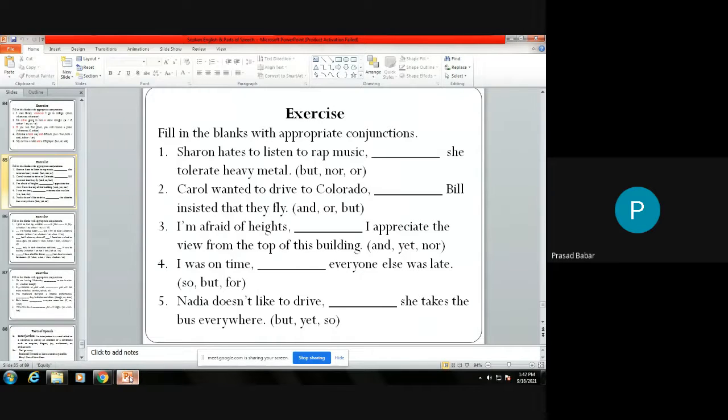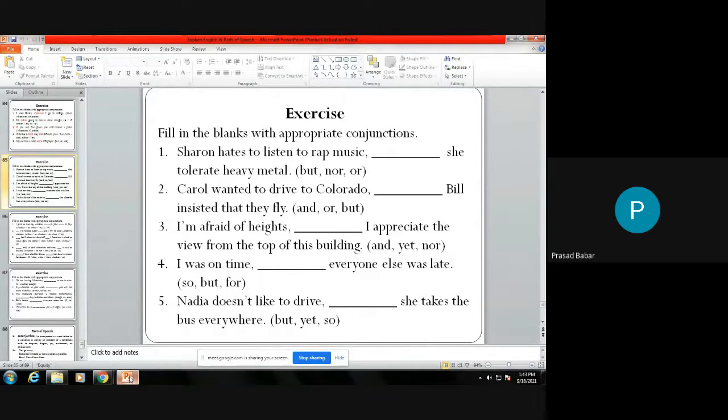So but will be the proper and correct conjunction we can use here. Carol wanted to drive to Colorado, but Bill insisted that they fly. Okay, so but will be the correct option. See the third example. I'm afraid of heights, dash dash, I appreciate the view from the top of this building.